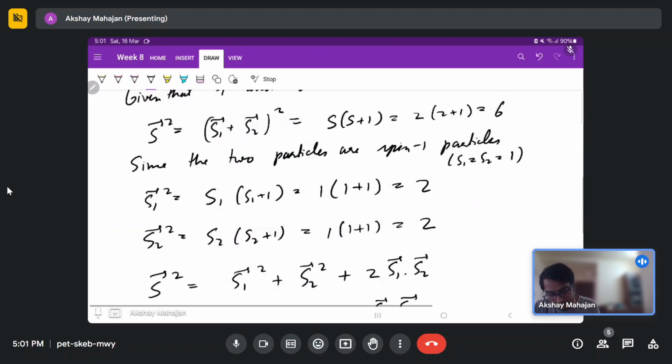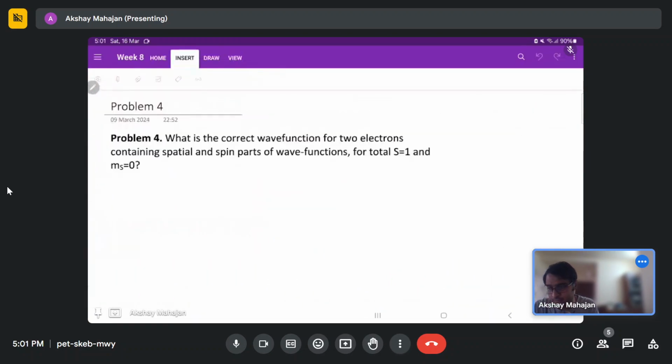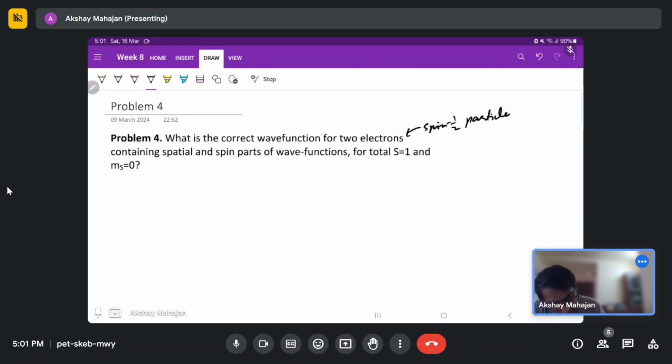Alright, so let's go to our next problem, problem number 4. Problem number 4 is: what is the correct wave function for 2 electrons containing spatial and spin parts of the wave function for total capital S equals 1 and ms equals 0? Again we have 2 electrons, and remember that these are spin half particles.